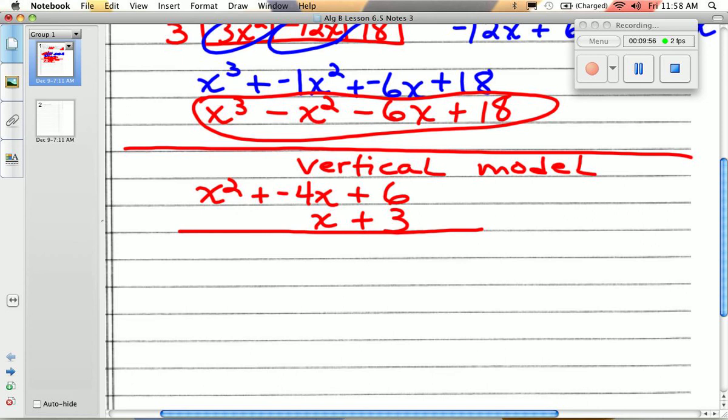We're going to start over here like we do in the multiplication that I had up above, 145 times 23 or whatever it was. We're going to take 3 times 6, what is that? 18. Now we're going to say 3 times negative 4x. Negative 12x. And we put a plus sign, and we say what's 3 times x squared? 3x squared. Okay.